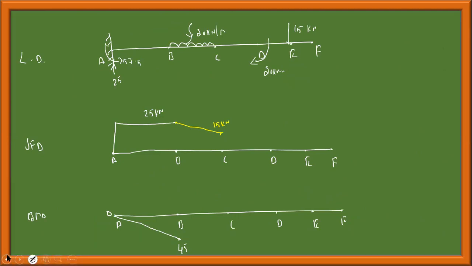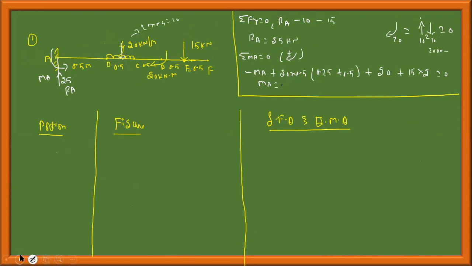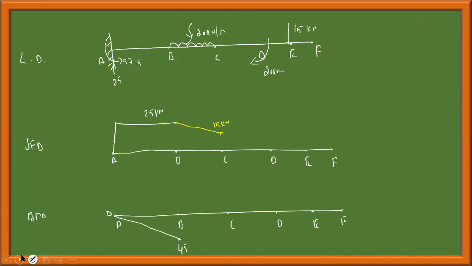Bending moment. Bending moment at x is equal to 0 is minus 45, and at x is equal to 1 is minus 35. And see here there is a quadratic term, 10 into x minus 0.5 the whole square. Therefore, this will be a quadratic term. Minus 45 and minus 35. Quadratic term, always you should see. Minus 45 is this, minus 35 mark here.